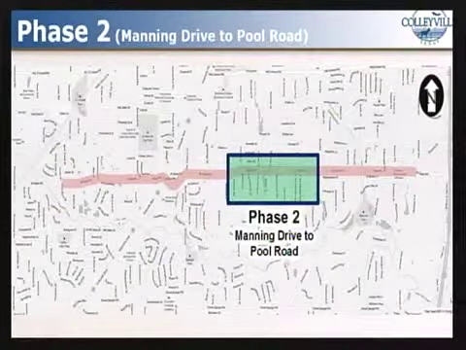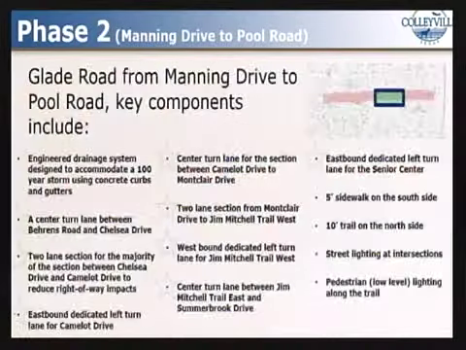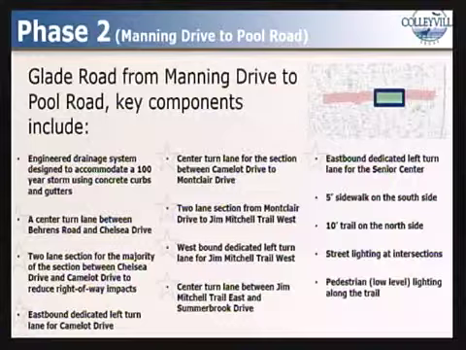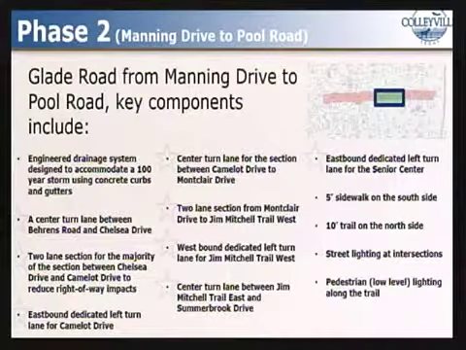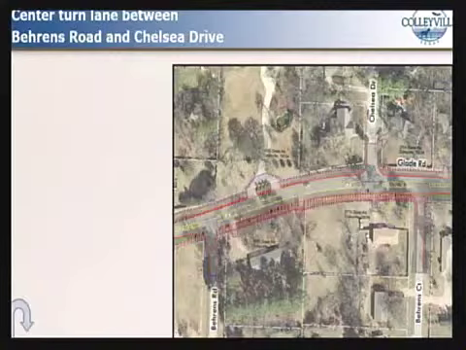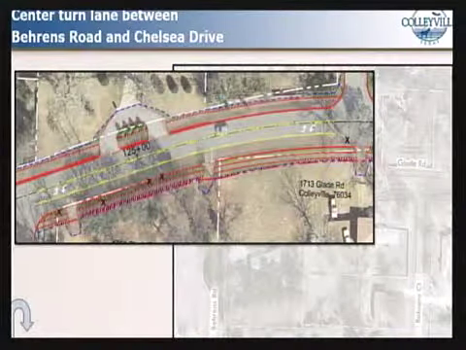We've already talked about Phase 1, so now I'm going to talk a little bit about Phase 2. This is the section between Manning and Pool. Glade Road from Manning to Pool has several key components, including the conceptual design has several components, including curb and gutter system, drainage system designed to accommodate a 100-year storm event, a center turn lane between Barron Road and Chelsea Drive, which you can see on this exhibit.